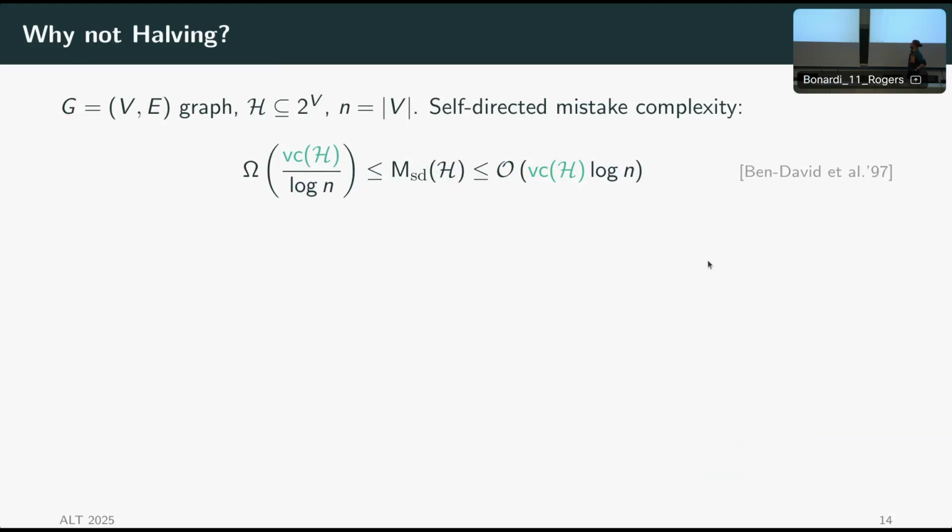So why not, for example, try halving or something like that? If you have a graph and an arbitrary hypothesis space on the graph, you can just immediately run halving, ignoring the self-directed aspect, and run an online halving algorithm to get this VC log n mistake bound. Then you have some basic lower bounds like VC over log n. So up to these two log factors, this is determined by VC, loosely.